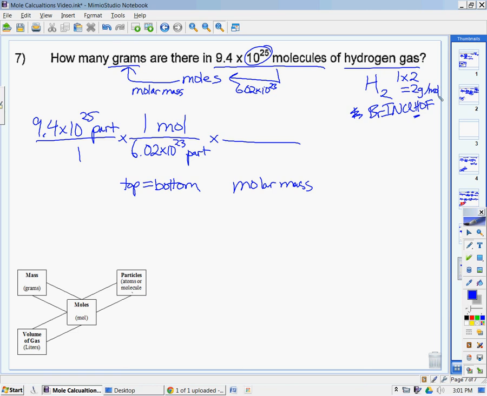So let's go plug that in. Molar mass. Does 2 grams go on the bottom? Nope, it does not, because grams doesn't cancel moles. 2 grams goes on the top, and 1 mole goes on the bottom. So now moles cancels moles, and particles cancels particles, and then you're going to get your answer. Oh, by the way, 10 to the 23rd cancels 10 to the 25th and leaves 10 to the 2. So that can simplify our math a little bit.